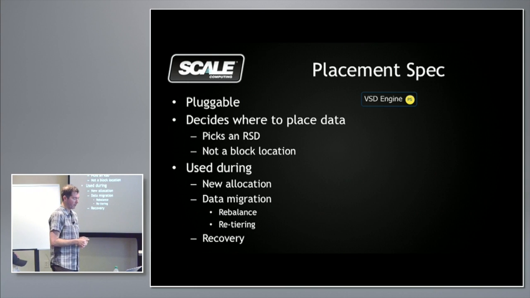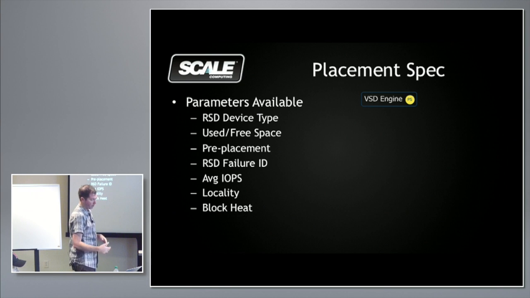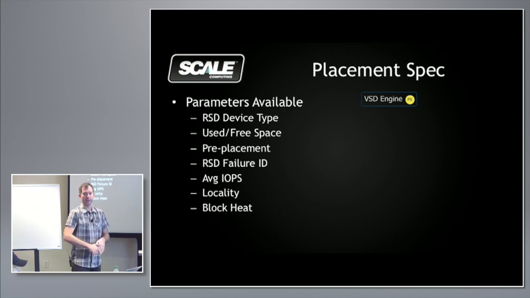The placement spec is what is aware of the failure domain, or the failure ID as we call it, for each RSD ID. Other things that it can look at are the used space on an RSD and the capacity of the RSD. Locality is one thing that's available to it as well, so that's available for a future implementation if we choose to write data locally to this VM. All those sorts of parameters are available to the placement spec.